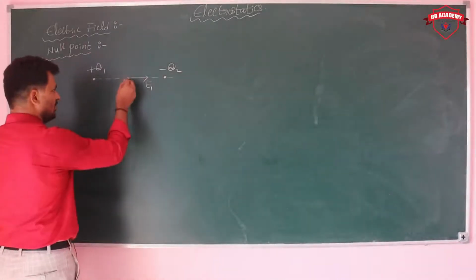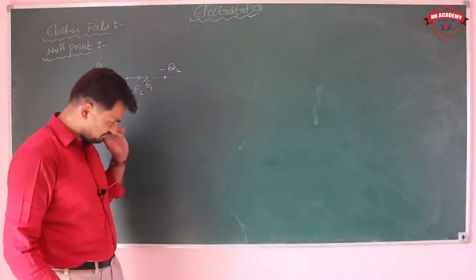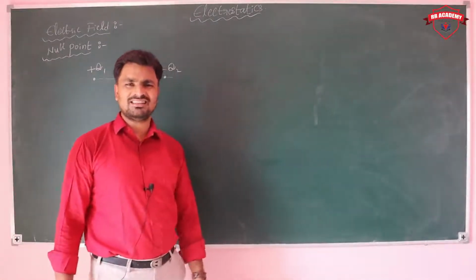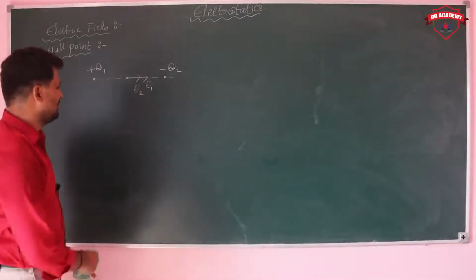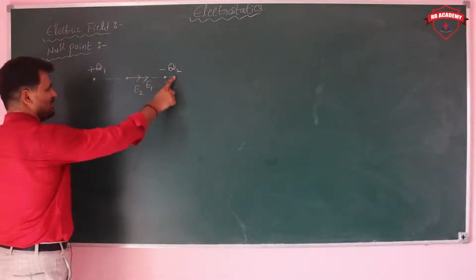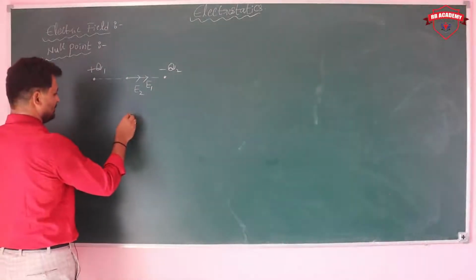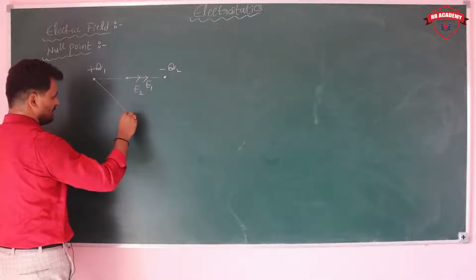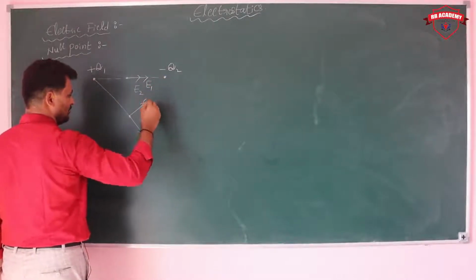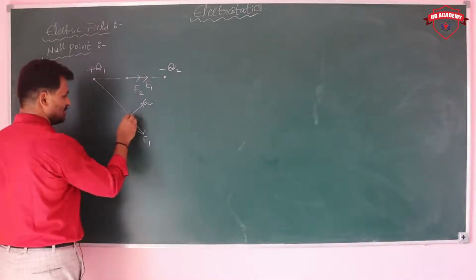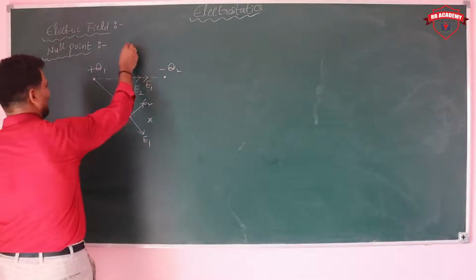What is the field direction due to the negative charge? Towards that. Both are acting in the same direction. Is it possible to become 0? No. That means the null point is not located between them. Let's see here. Field direction due to this, away from that. Field direction due to this, towards that. E2, E1. Is it possible to become 0? Here also, no.